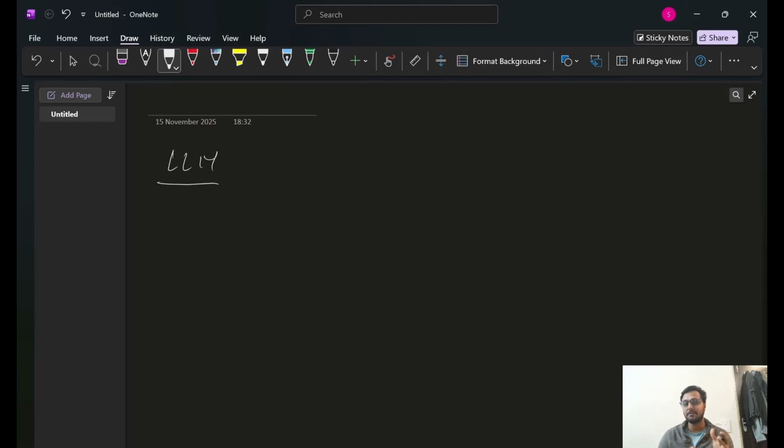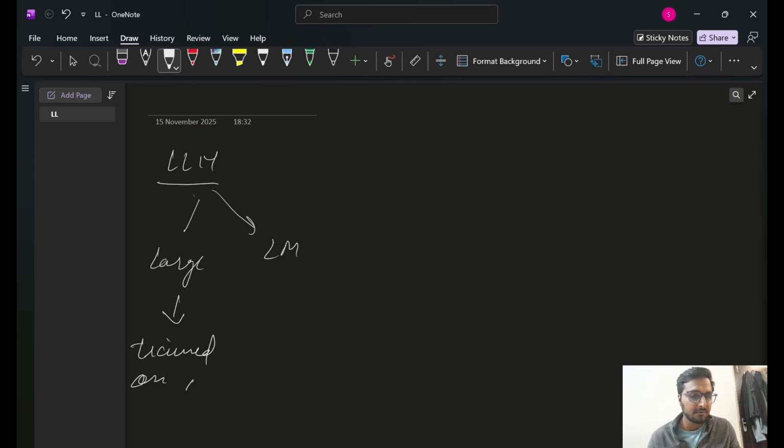LLM stands for large language model. Why do we add "large" to the language model? Its definition has two parts: large, and the second one is language model. This will help you remember the proper definition. We say large because it is trained on a massive amount of data. And the second thing is language model.